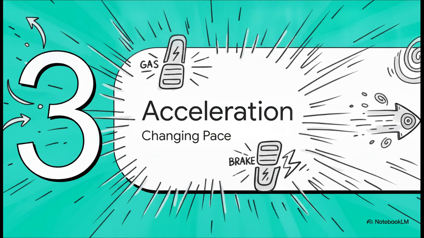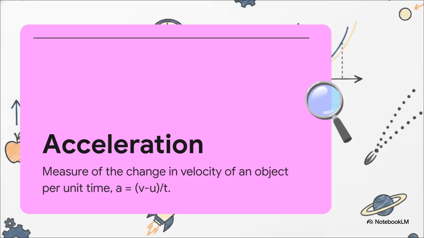Section 3, Acceleration and Changing Pace. Now, we're introducing the real catalyst of change. What happens when we hit the gas pedal or slam on the brakes? Acceleration simply tells us how quickly our velocity is changing. Are we speeding up? Are we slowing down? The formula for this is a equals v, which is final velocity, minus u, which is initial velocity, all divided by t for time. And remember, the standard SI unit here is meters per second squared.